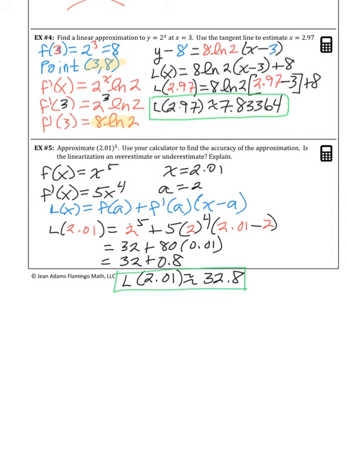And if you take your calculator and put 2.01 and raise it to the 5th power, just as an aside, 2.01 raised to the 5th power is exactly equal to, well, hopefully it is, 32.08040 1. And so this is pretty darn close to the actual value. Now, we're not going to determine the over or under approximation or the error, so we're done there. So any questions on your homework that ask that, you're going to ignore them.